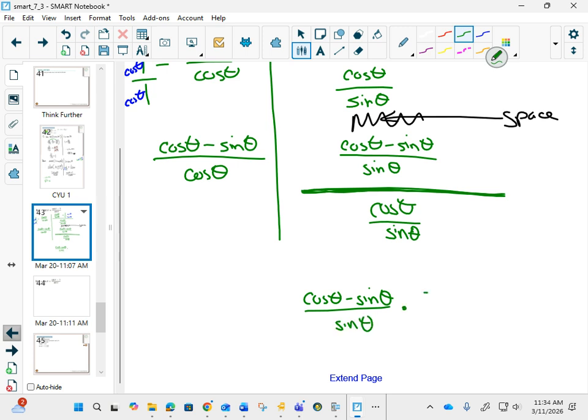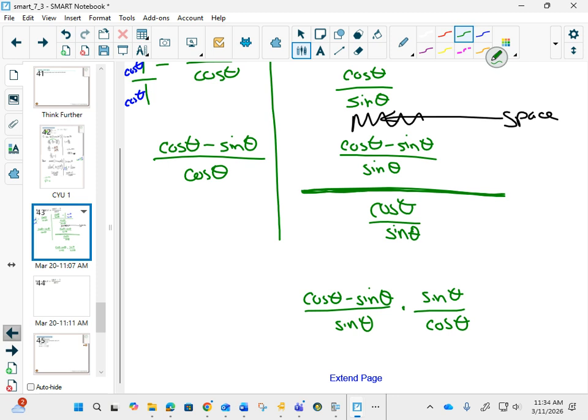Multiply by, flip the bottom. Now, when you're multiplying fractions, you can simplify if you have an identical factor on the top and the bottom.